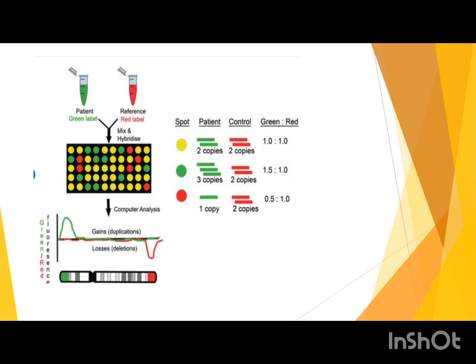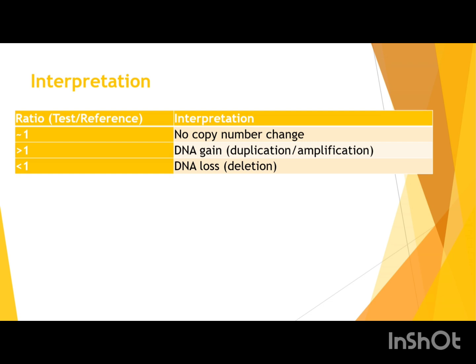So an exact ratio of 1:1 means no changes, the patient and the reference are similar, whereas if there are more values in any of the bands, it means there is a duplication, and if it is less, then there is deletion. Hope it has been clear. If you still have doubts, you can mention them in the comment section.